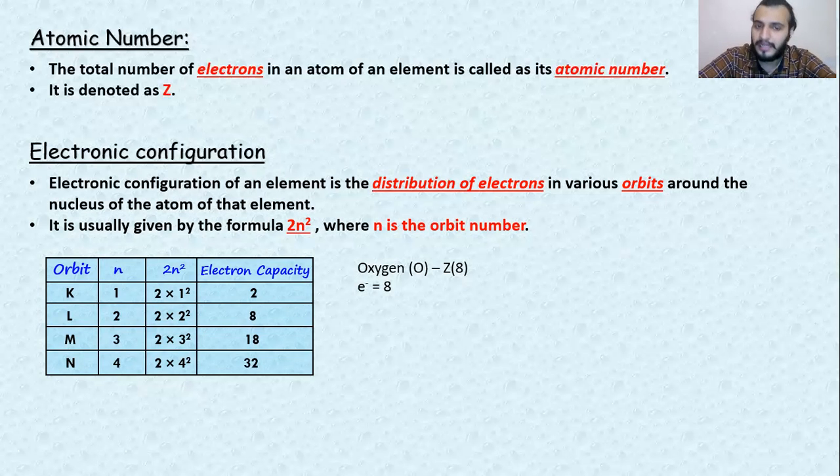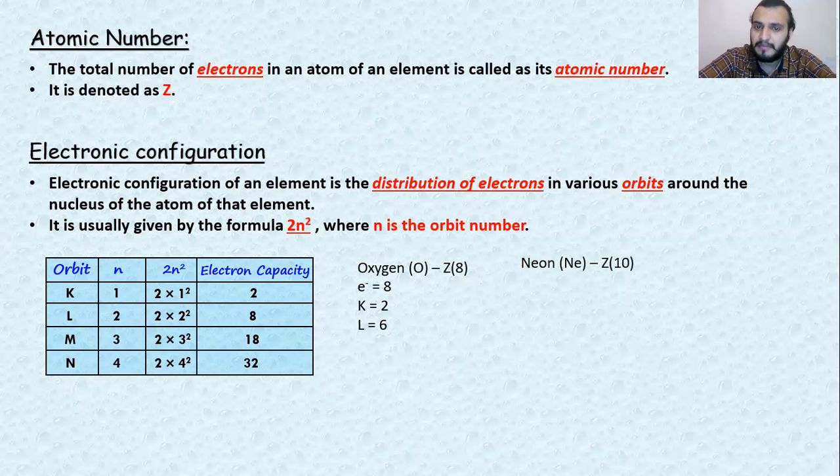So let's get the electronic configuration of oxygen. Oxygen has a total of 8 electrons. Out of 8 electrons, 2 electrons will go into the first shell, that is the K shell. So we have written K equals 2. Oxygen is left with only 6 electrons. Those 6 electrons will go into the second shell. So what is the electronic configuration of oxygen? It is 2 and 6.